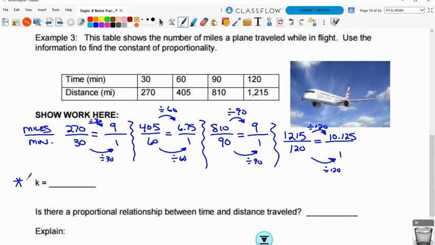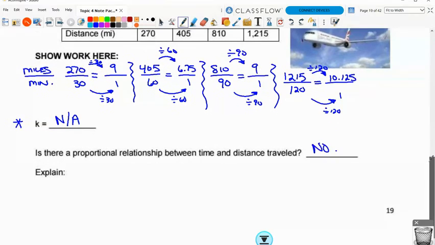So for K equals in this spot, we're going to put n/A. It's not applicable. It doesn't exist. There is no constant of proportionality in this example. Why isn't there a constant of proportionality? Well, because right underneath where it says, is there a proportional relationship between time and distance? No. If there is not a proportional relationship, then there is no value of K, the constant of proportionality. So this was an example where it was a non-proportional relationship.